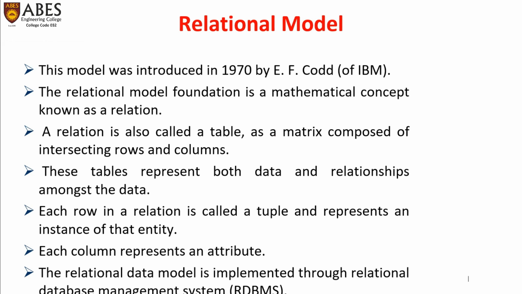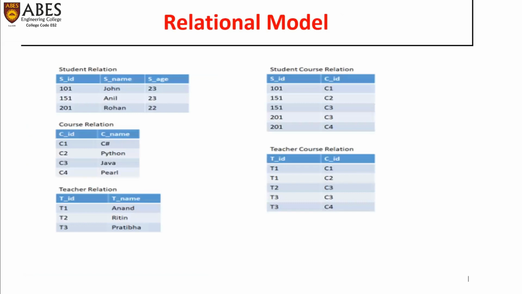The relational data model is implemented through a relational database management system. That's why it is called the RDBMS. In this figure, you can see there is a student relation. This is the student course relation. This is the course relation. This is the teacher relation. This is the teacher course relation. And these are the attributes. These are called the instances, rows or tuples of a particular relation. Clear?